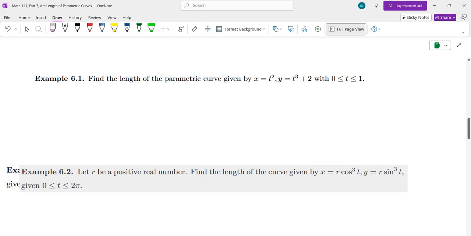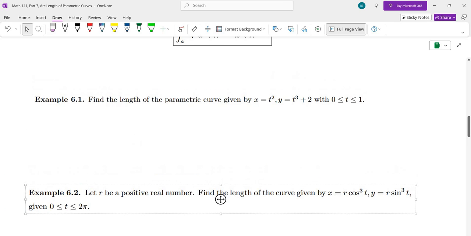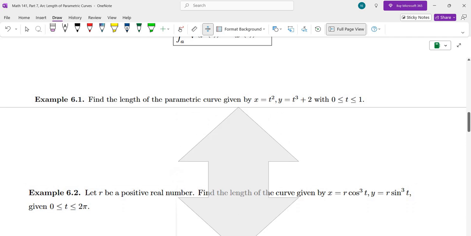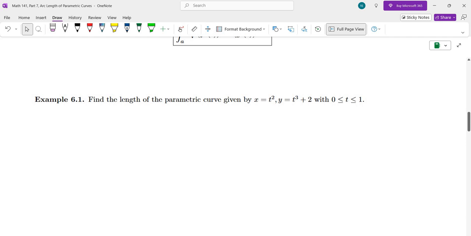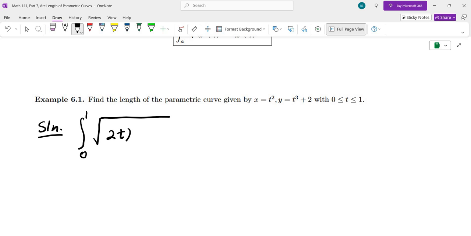We have 3 examples, and I'm going to walk you through the solution. The first one is to find the length of the parametric curve given by this. So let's write down the solution. The arc length is going to be the integral, with limits from 0 to 1, of the square root of the derivative of x, which is 2t, squared, plus the derivative of t cubed, which is 3t squared. The derivative of 2 is 0, so we square that, dt.